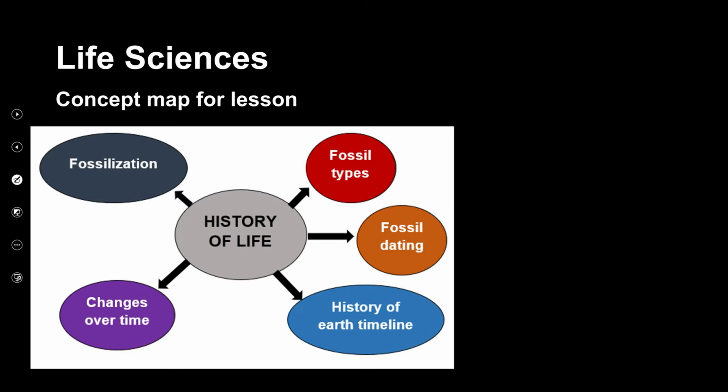For this lesson, these are the topics we're going to be covering. We're first going to look at how fossilization occurs, what types of fossil there are, how we know how old they are, because we're going to be talking in millions of years, put all the information together in a timeline of what's happened on the Earth over many years, and then we will look at what causes the changes in what we find.